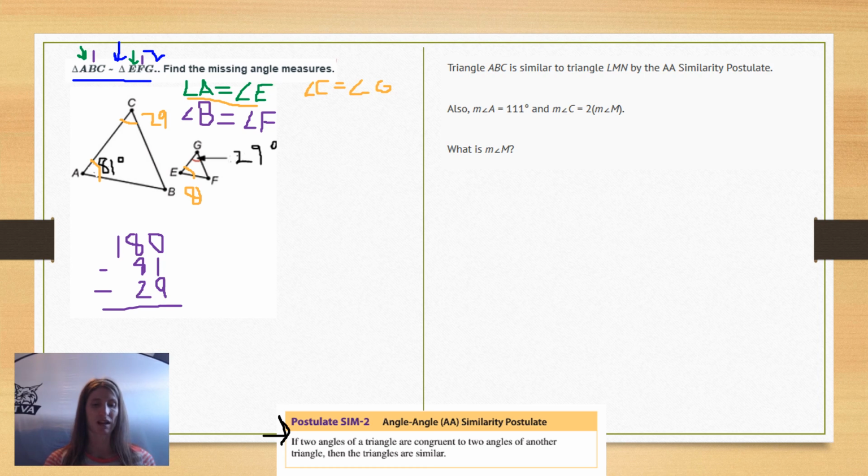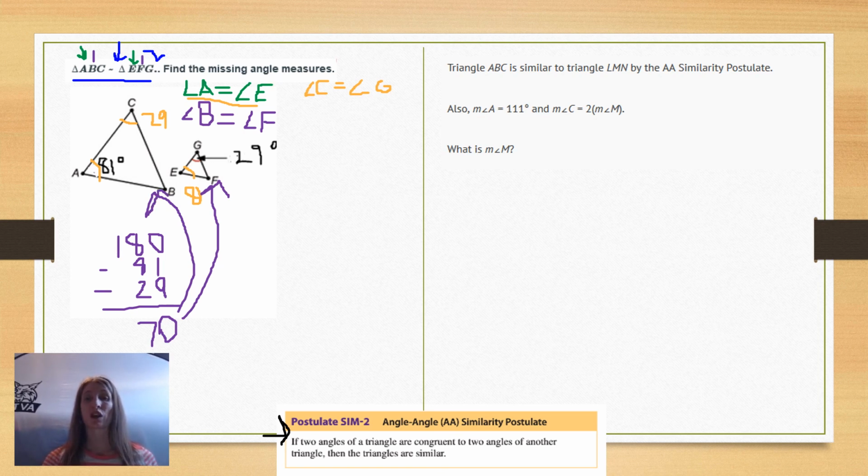180 minus 81 minus 29, and we get 70. And so we know that this angle B, which is also the same thing as F, has to be 70. So that is the answer, and that's what we were trying to find. Okay, I hope that makes sense.